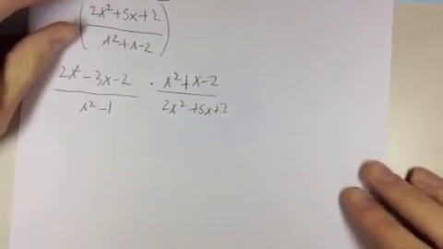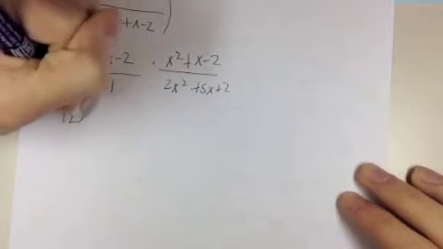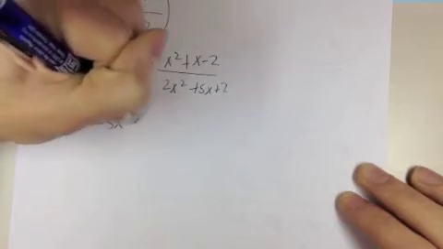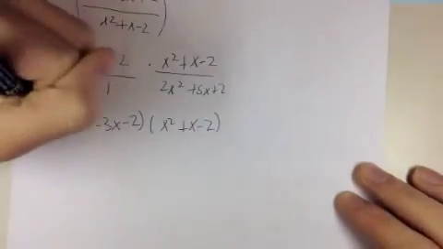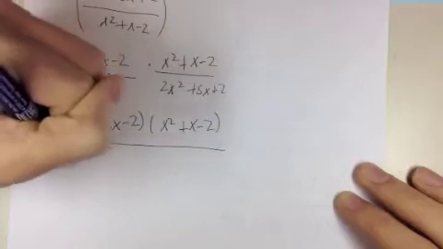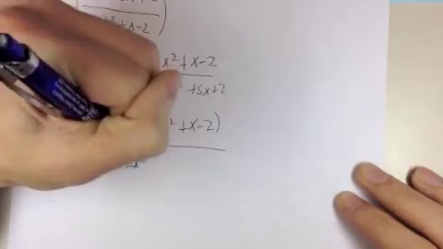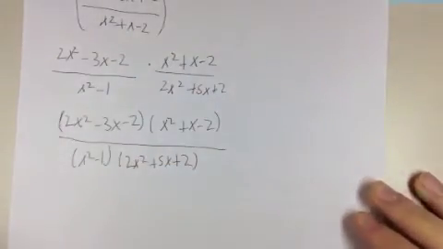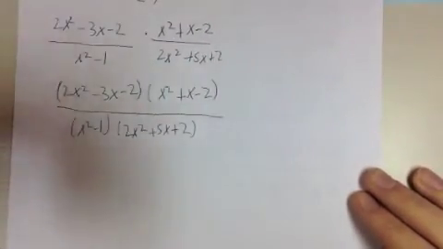So just like before, we're going to want to make this one fraction, so (2x squared minus 3x minus 2) times (x squared plus x minus 2) divided by (x squared minus 1) times (2x squared plus 5x plus 2). So once again, the first thing we want to do is look at what we can factor.